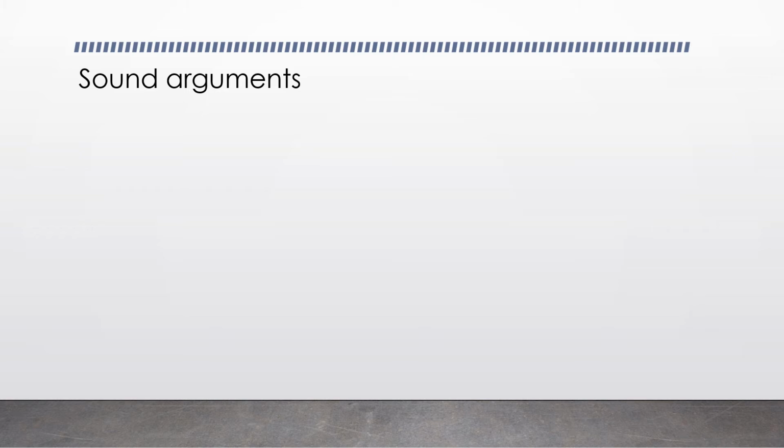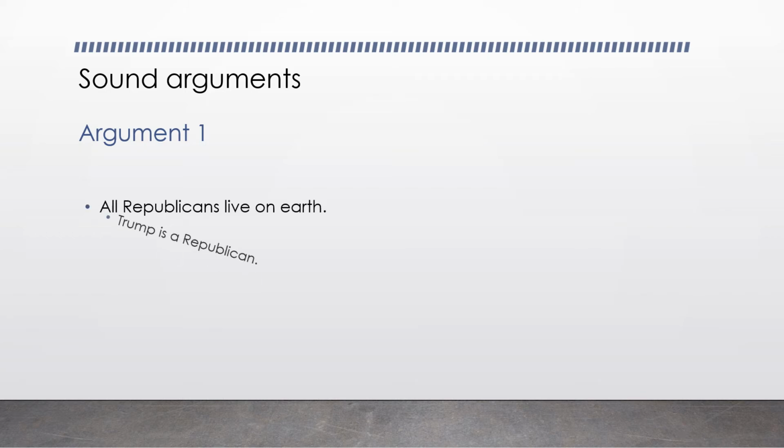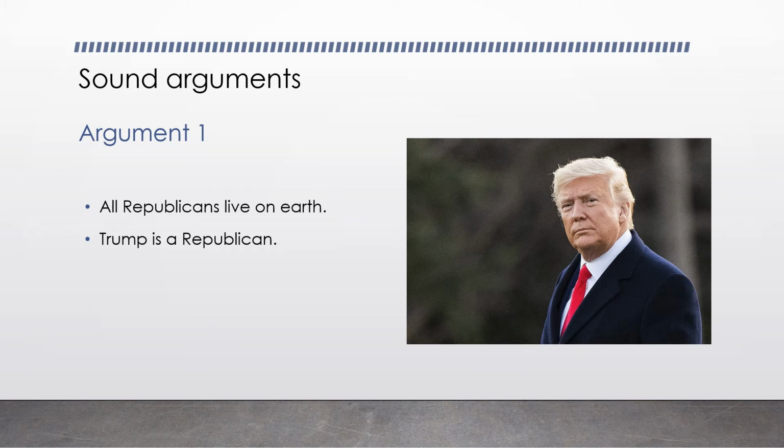And it's possible to have valid arguments that are unsound. To be a really good argument, it must be both sound and valid. An example of a sound argument: all Republicans live on Earth. First premise. Trump is a Republican. We'll all agree with this. He served as the Republican nominee for president, and therefore Trump lives on Earth.